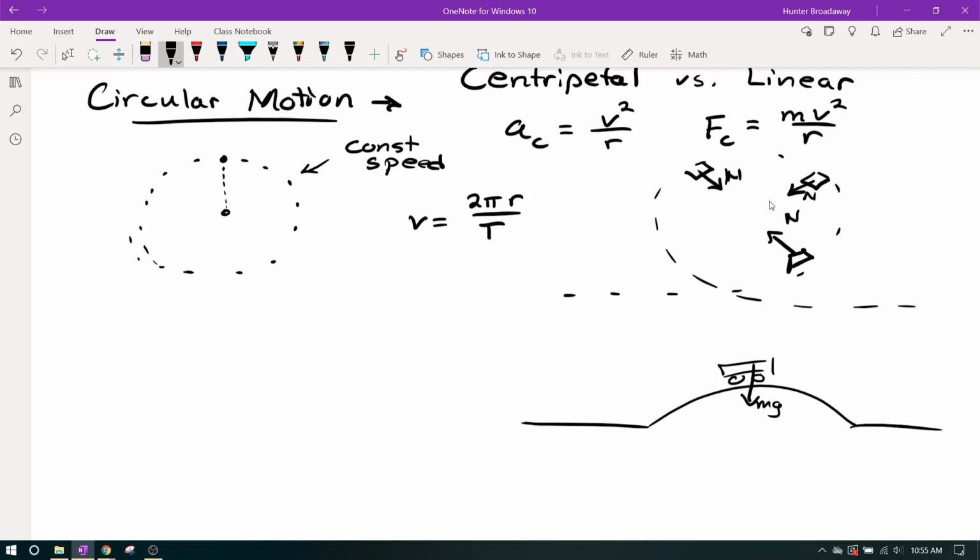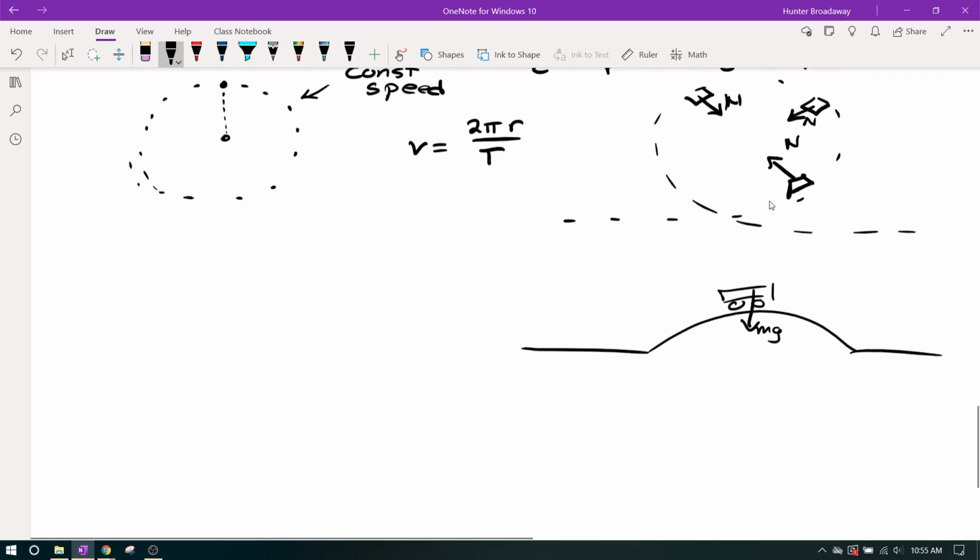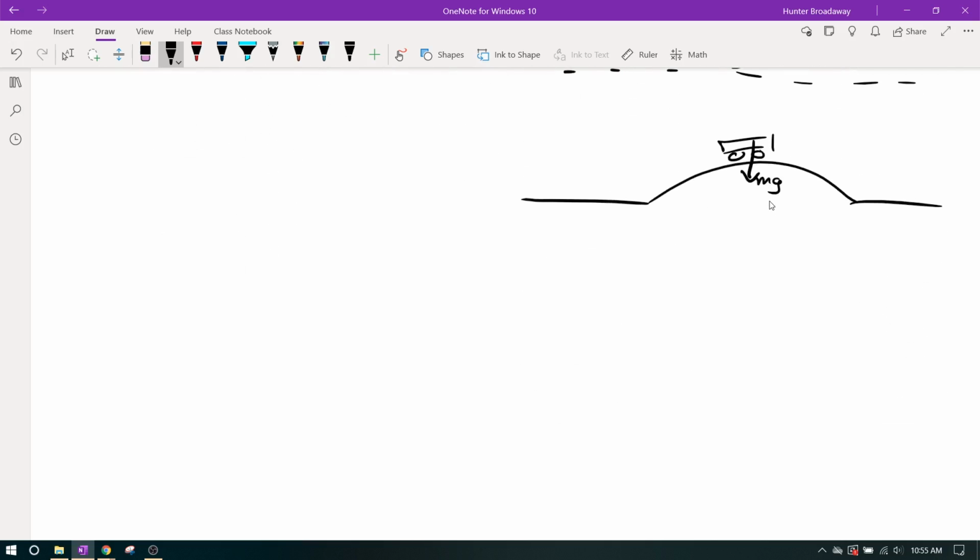Centripetal versus linear. We did the 2 pi r over t. Here's a couple of dynamics problems with it, and here are the formulas we would use. The big lab we did here was the rubber stopper lab, where we moved the rubber stopper around our heads and tried not to hit ourselves, and we tried to find the centripetal acceleration acting on them. Gravity was one of the last things we've done.